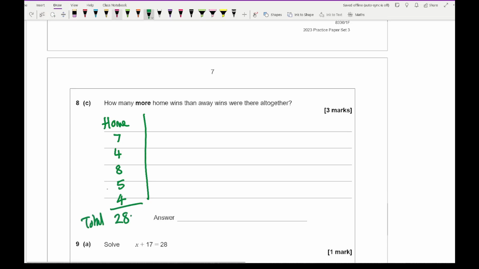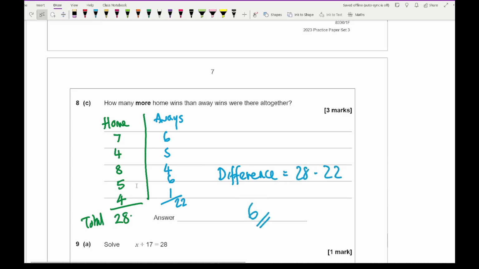Then if I do the away wins, so just counting the height of the grey bars using the scale, I get 6 for the first team, 5 for the second, 4 for the third, 6 for the fourth, and 1 for the last one, giving us a total of 22. So then the difference is going to be 28 minus 22, which gives me an answer of 6.